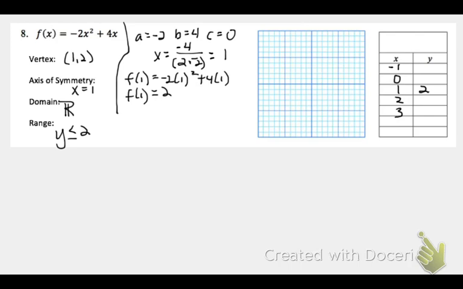Now over at the graph, place your vertex, point (1, 2), in the middle, and then go in the negative and the positive direction. Pause the video, plug in those values, graph them, and then come back and check your graph and your points. So your graph should open down and be a little narrower than the parent function. Since it does open down, the vertex is the highest point, so this graph has a maximum.